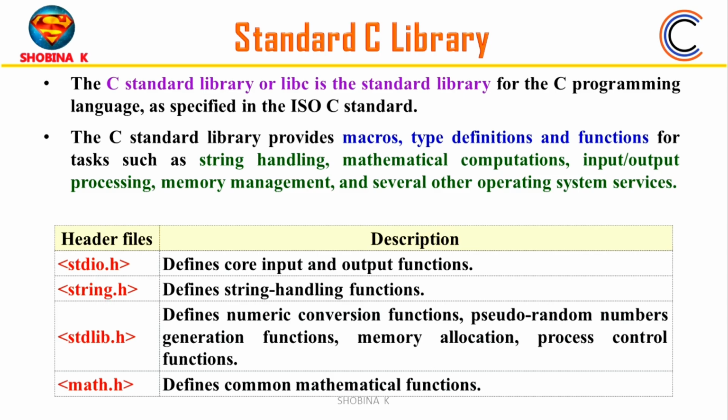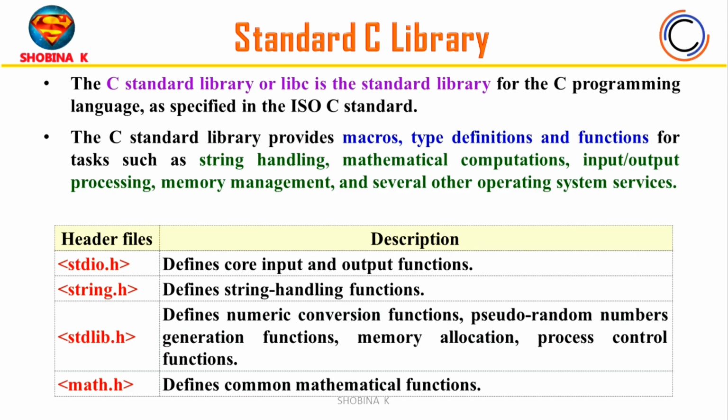And these are some header files: stdio.h, which defines core input-output functions such as printf and scanf, also file handling functions such as fopen and fclose. string.h defines the string handling functions like strcpy, strcat, strlen, and many others. stdlib.h defines functions for numeric conversions, memory allocation, process control functions, and pseudo random number generation. math.h defines common mathematical functions like sine, cos, square root.